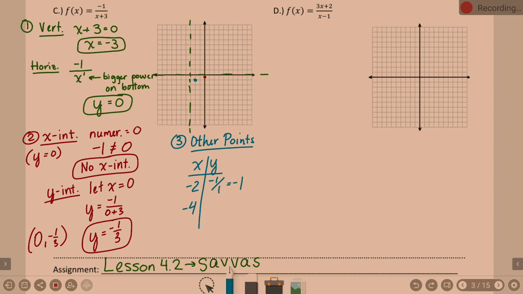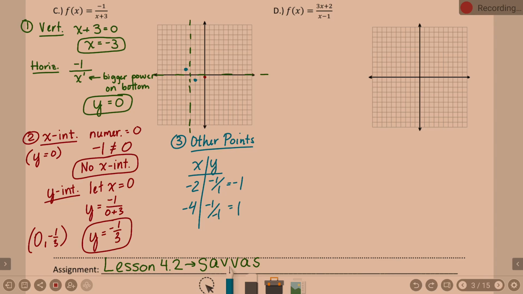If I put in -4, well, it's still -1 over -4 plus 3, which is -1. -1 divided by -1 is +1. Where is (-4, 1)? Left 4, up 1. Did that put me in the diagonal corner? Okay.